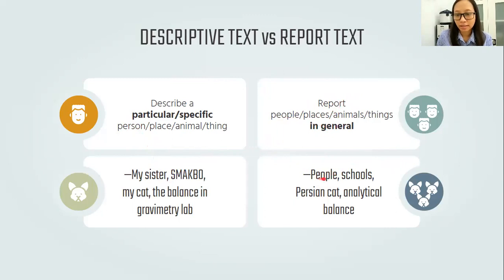For example, people. Nah, kalimatnya jadi begini. People usually have 2 arms, 2 hands, and 2 feet. They have 2 eyes, they have 1 nose, they have hair, and they have also a mouth. Nah, itu report text. Tapi kalau the descriptive text, for example, my sister's name is Tiara. She is very cute and very kind. She is 5 years old. Beda kan ya? Yang spesifik tadi yang descriptive text. Kalau yang general itu report text.